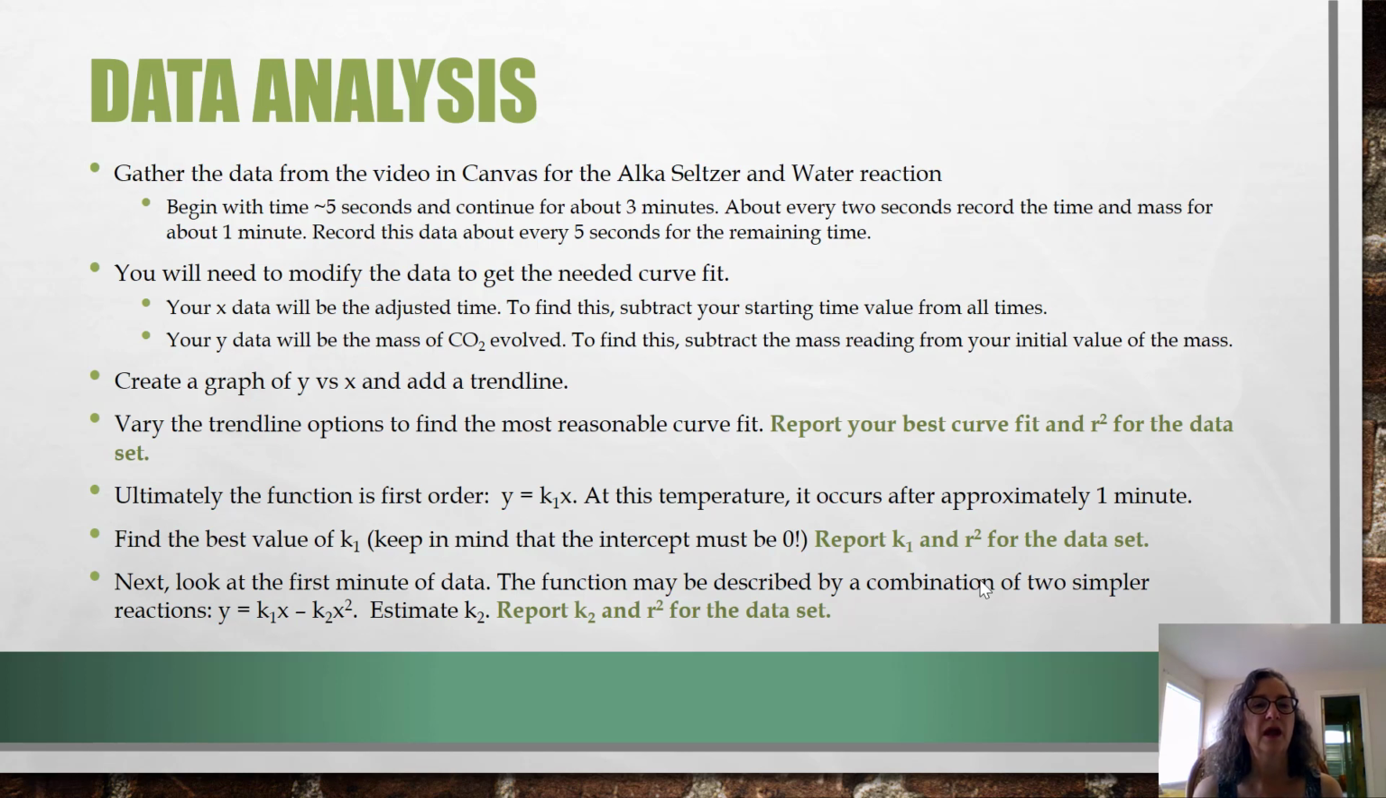best. The Y value, what I want you to do this semester is to do the mass of CO2 evolved. So in that case, what I want you to do is subtract the mass reading from your initial value of the mass, and that tells you how much CO2 has been evolved since the beginning of the experiment. And then use that Y and X and create a graph and add a trend line.